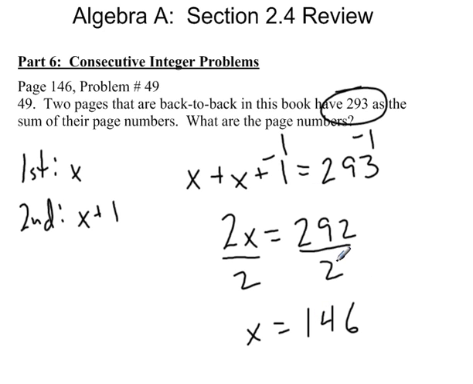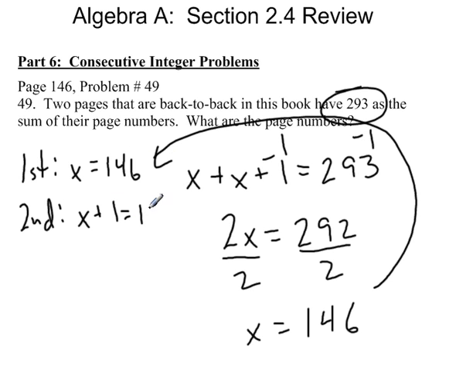You ask, what are the page numbers? I need to take this 146 and put it over here. So x is 146. If I add 1 to it, I get 147. Here are your 2 page numbers, 146 and 147.